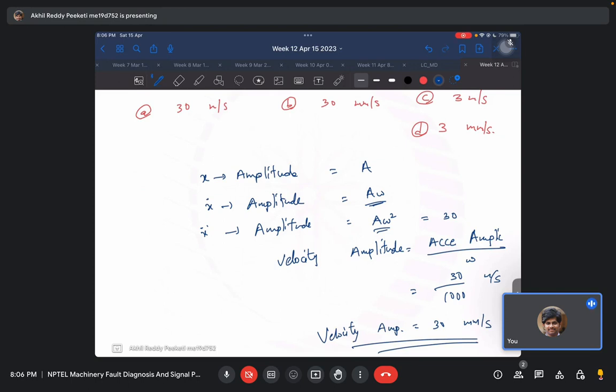So here we can write this as a omega into omega. So a omega is the velocity amplitude. So velocity amplitude is acceleration amplitude by omega.